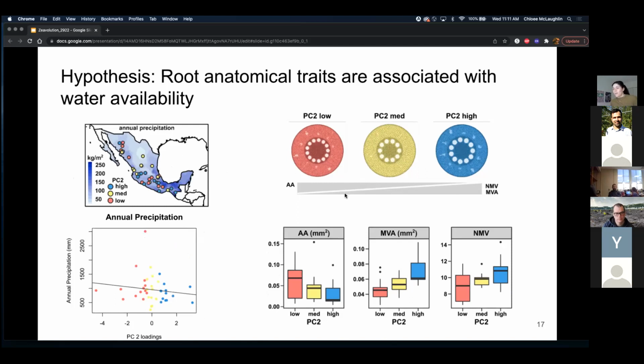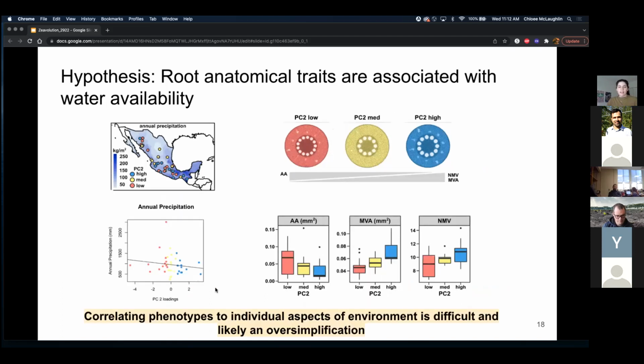So we went in thinking that maybe this variation is related to water availability. And here I just have a basic scatter plot, a very similar idea to what we saw with root cross-section area versus elevation, where we plotted these PC2 loadings, which are separating out metaxylem vessel area and number of metaxylem vessels, versus annual precipitation. We don't really see anything too obvious here. There's a very weak correlation where maybe these individuals with larger metaxylem vessels are in areas with lower precipitation, but this is really unconvincing. And this is just to illustrate that correlating phenotypes to an individual aspect of environment isn't effective and is likely an oversimplification of what's actually happening in nature.